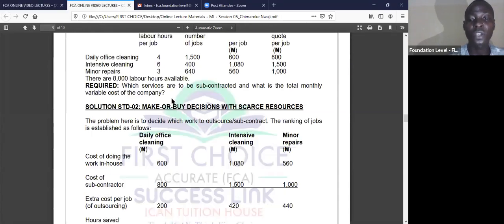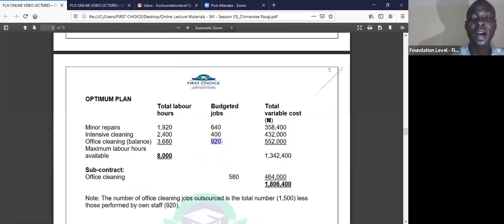Now, having gotten 3,680, how do we know the number of jobs we can do? Because, of course, we cannot do the whole 15 jobs. But what do we know? We know that it takes us 4 hours to do one job. So if we have a total of 3,680 hours, and it takes us 4 hours to do one job, that gives us 920. That means for this amount of time, we can do 920 jobs.